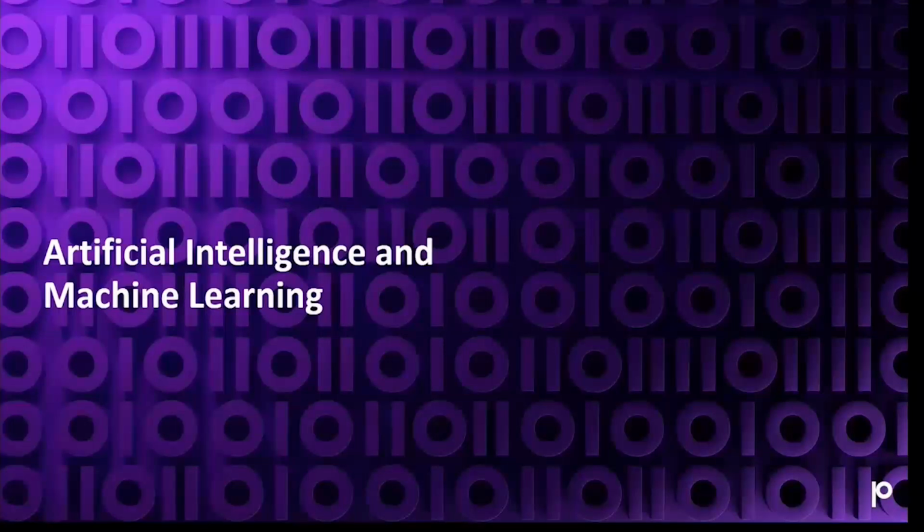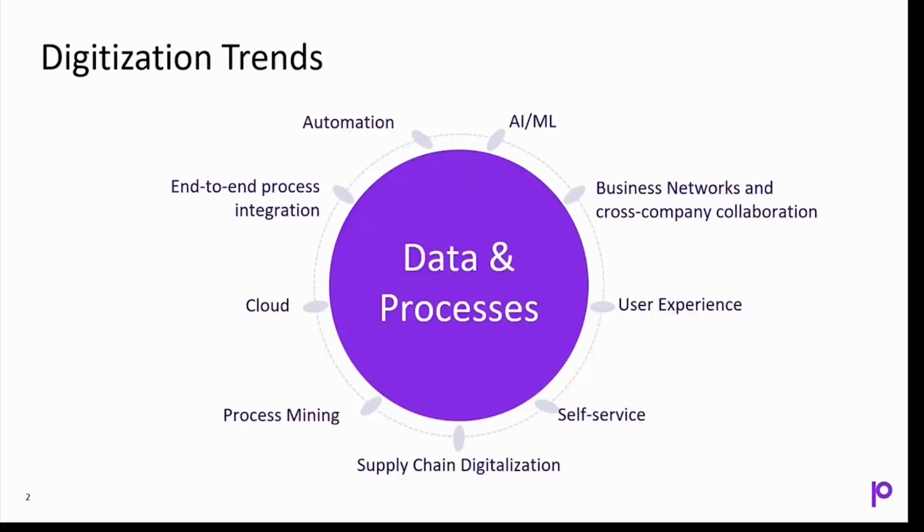Thanks. Now let's take a look at how machine learning could potentially further increase the efficiency of these data-intensive business processes. I want to start by positioning AI and machine learning as one of many digitization trends that we see that are aimed to improve both your data and processes. The need to optimize and drive efficiency across the entire organization drives many digitization trends that affect your data and processes, and I listed some here.